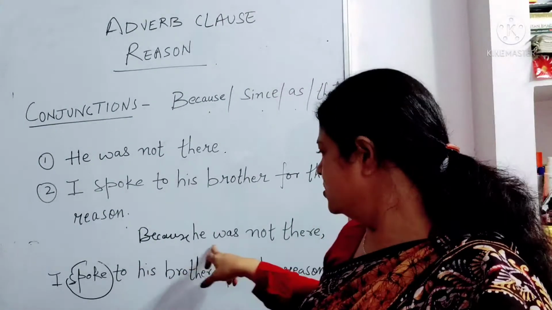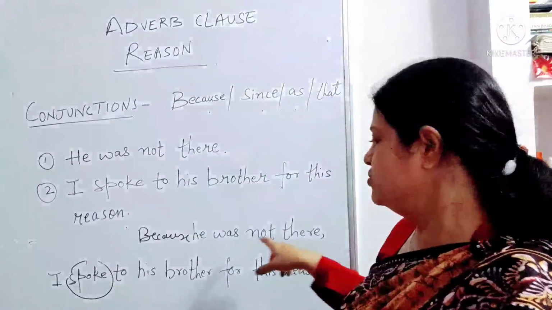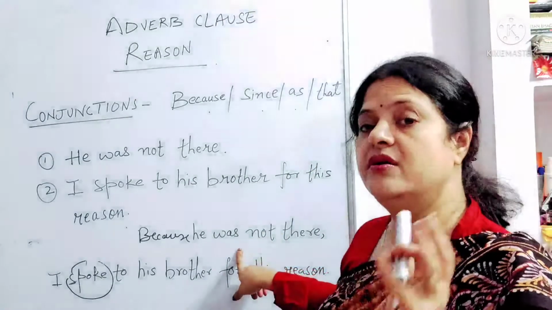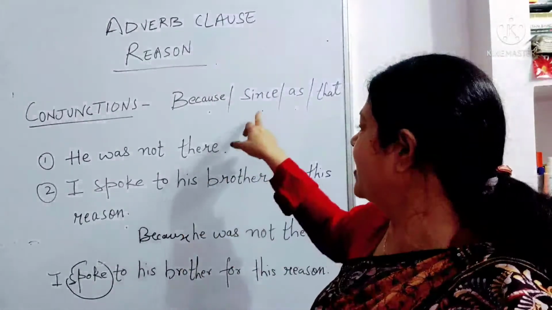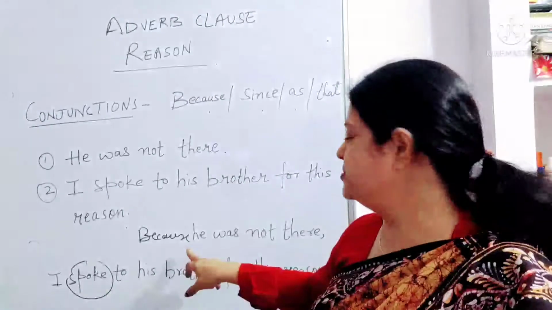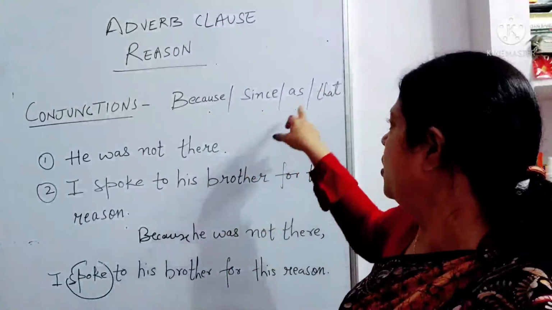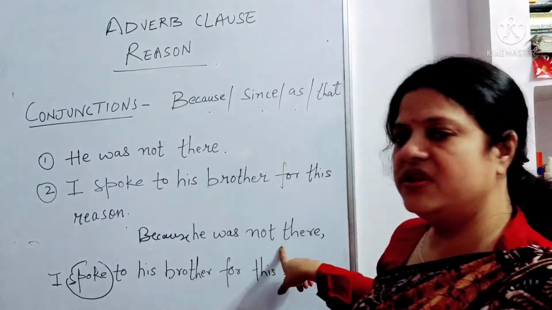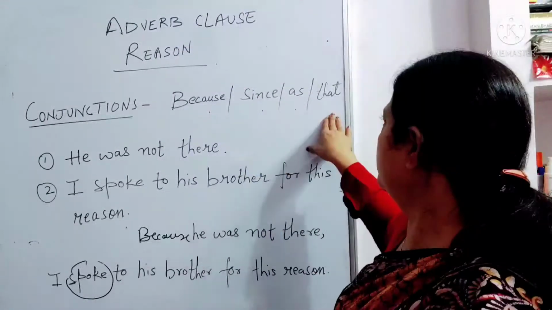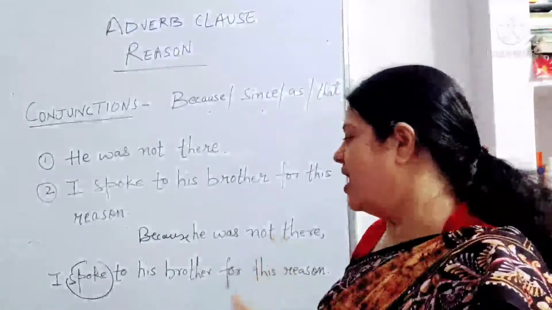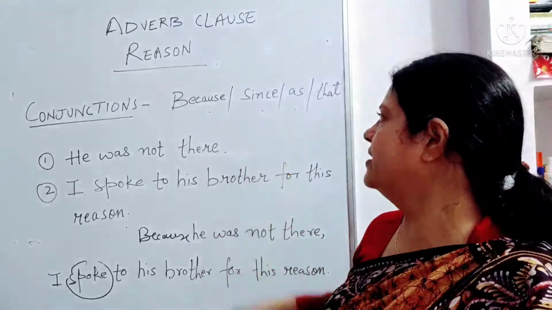So, because he was not there, I spoke to his brother. For this reason, this sentence is showing reason. Okay. Now instead of because, we can write since also. Since he was not there, I spoke to his brother. Or, as he was not there, I spoke to his brother. Or, that he was not there, I spoke to his brother. Okay. Hope it has become clear to you.